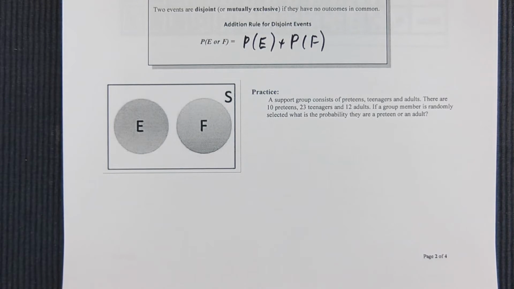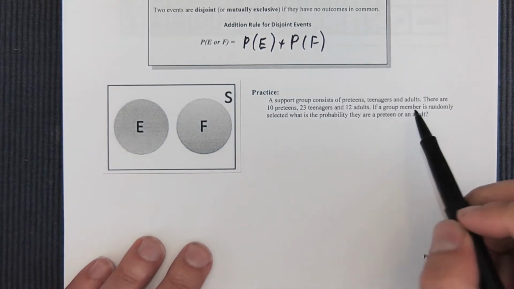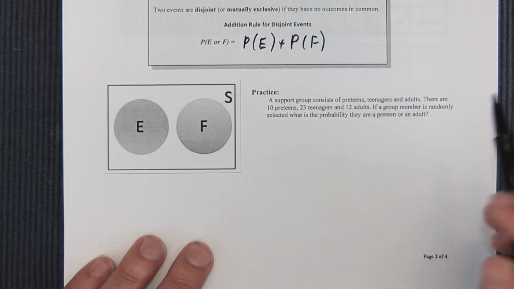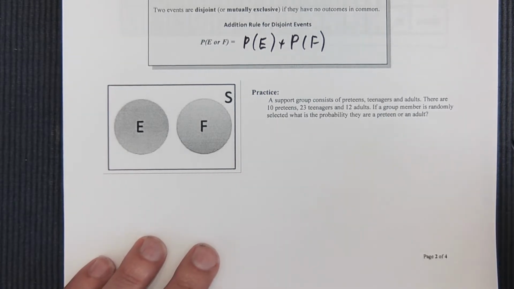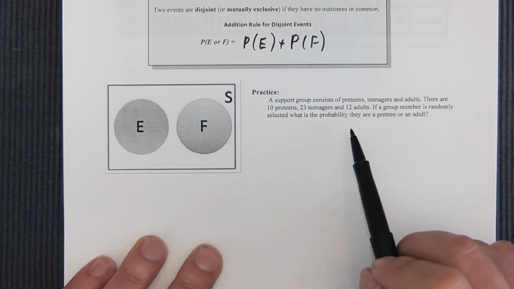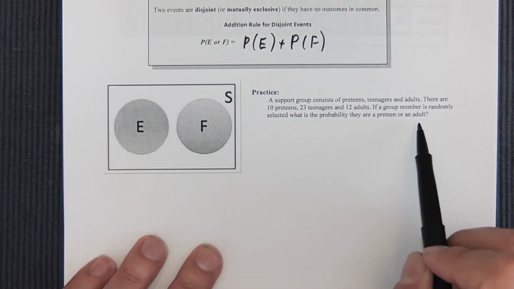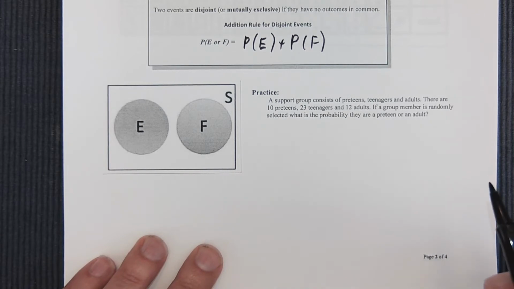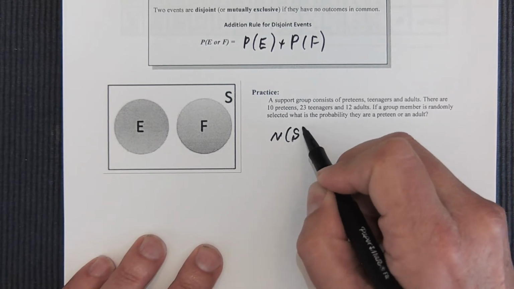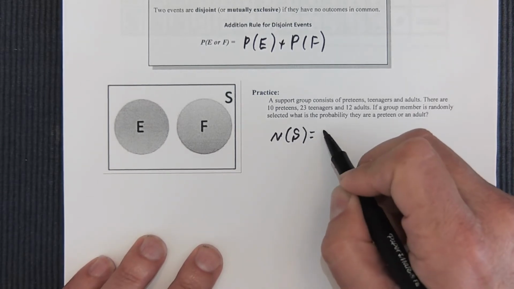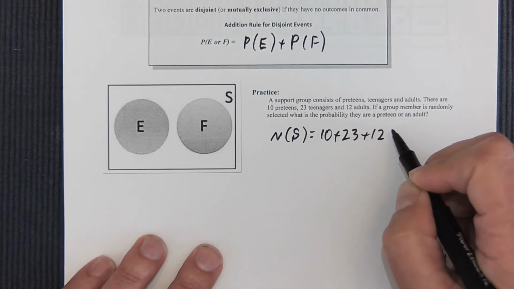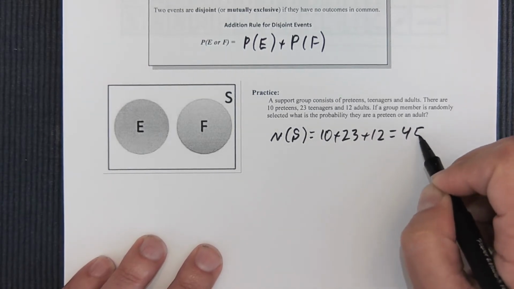So we have a support group that consists of preteens, teenagers, and adults. We're going to pretend for right now that teenagers are not adults, even though in real life we know that they are. And what we want to know is the probability that they are a preteen or an adult if we randomly select one of them. Well, let's figure out the sample size first. That's going to be the 10 plus the 23 plus the 12, which in this case is 45.